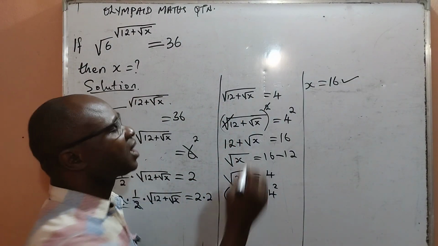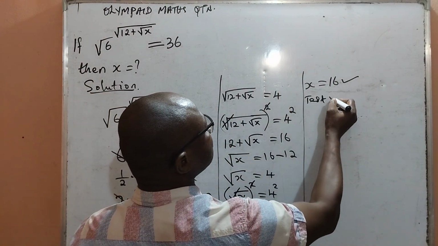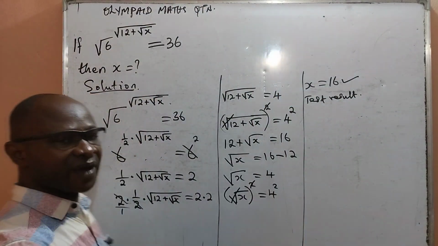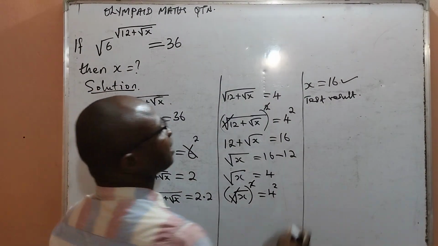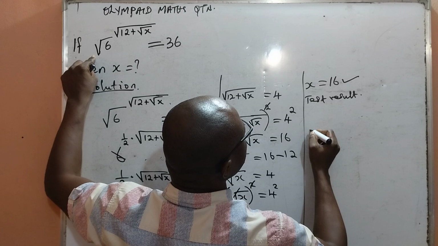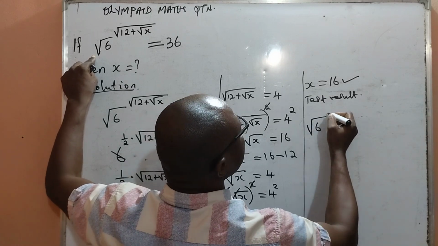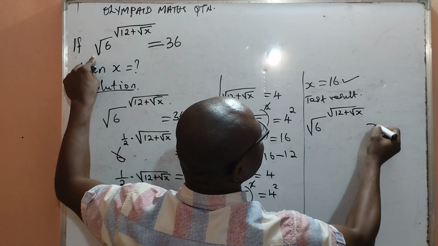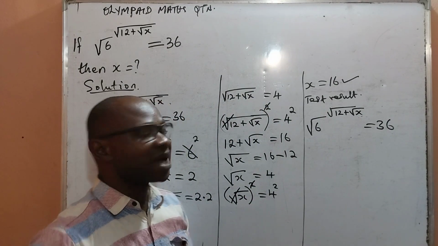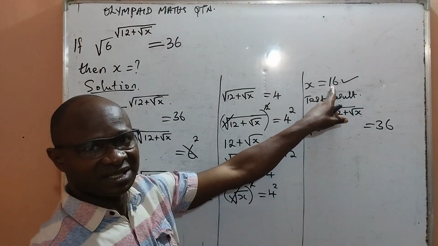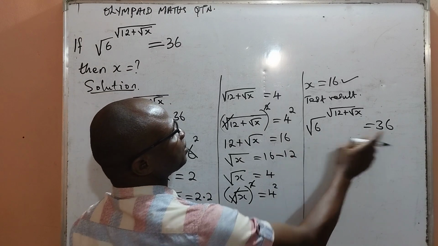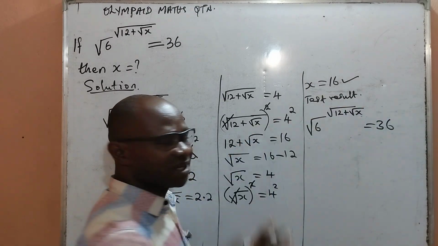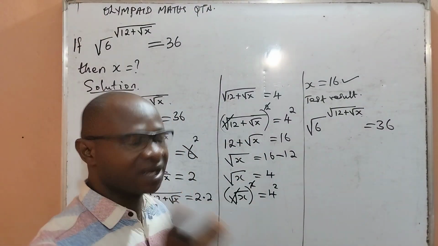Final answer. I want to test my result, meaning I want to replace the value of x equal to 16 into the given question. And that means, testing the result, I have the square root of 6 raised to the power the square root of 12 plus the square root of x. Is it equal to 36? So I replace the value of x as 16, because that is what I got. When the two sides become equal, or if the left hand side gives me 36, it means that the value of x is very correct.